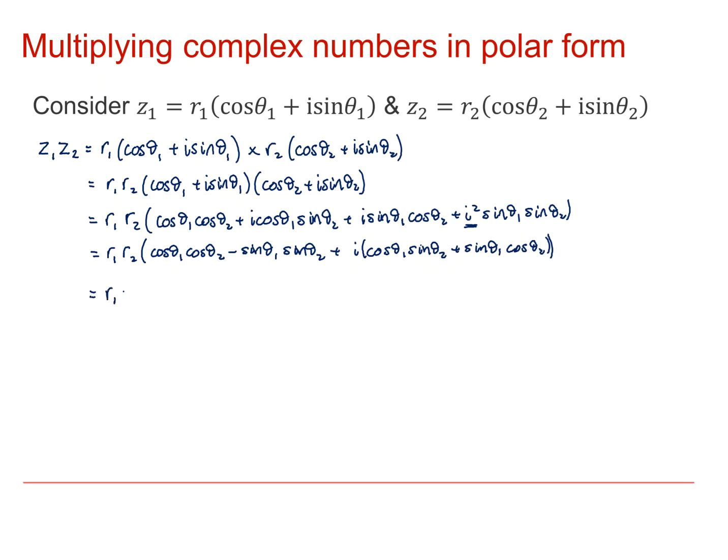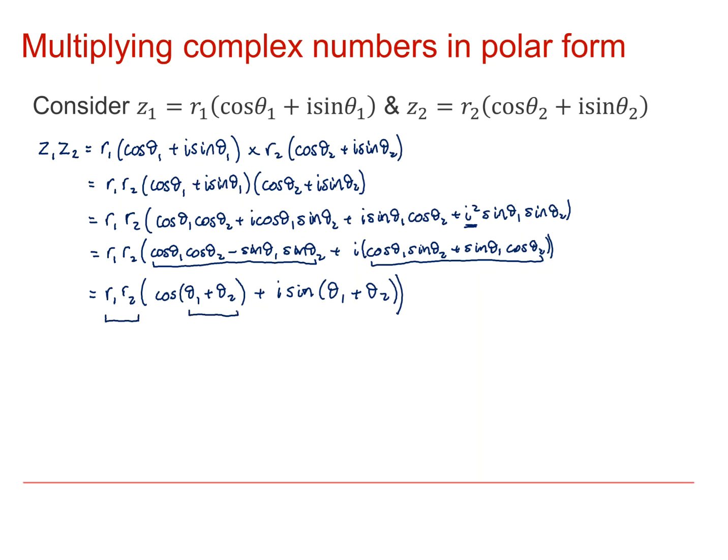Now, using the addition formulae, you can see that this bit here is cos of theta 1 plus theta 2, and this bracket here is sine of theta 1 plus theta 2. So you can see that our complex number Z1 Z2 has modulus R1 R2 and argument theta 1 plus theta 2.